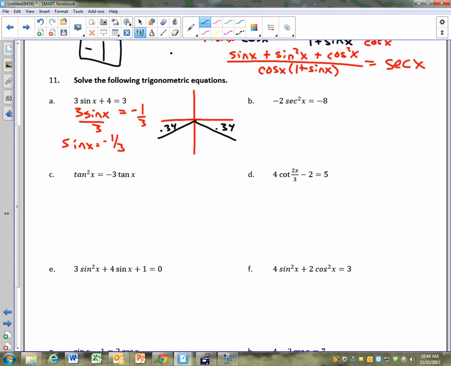Yeah, so you have these markings. You got 3.14 and 6.28. And if we just add 0.34 onto 3.14, we get 3.48. And if you subtract 0.34 off of 6.28, you get 5.94.